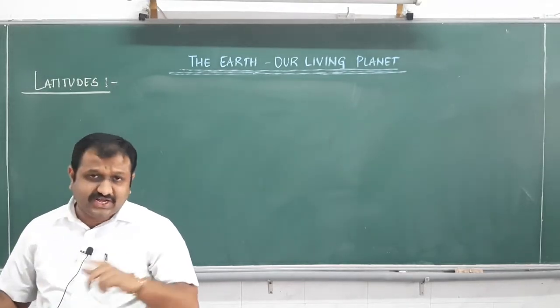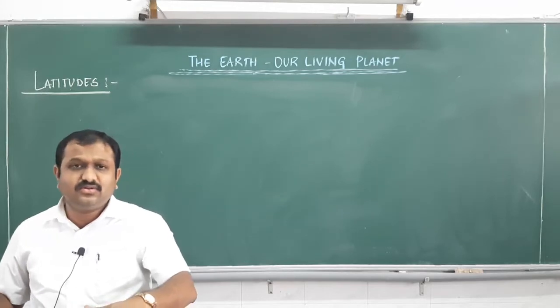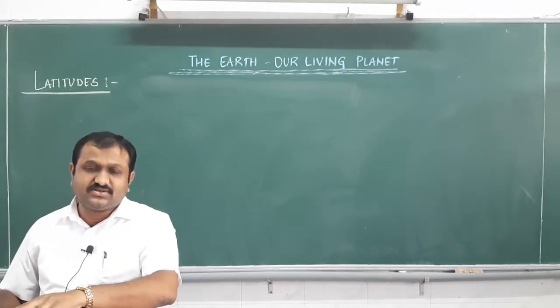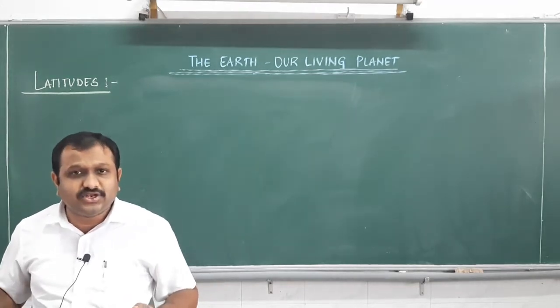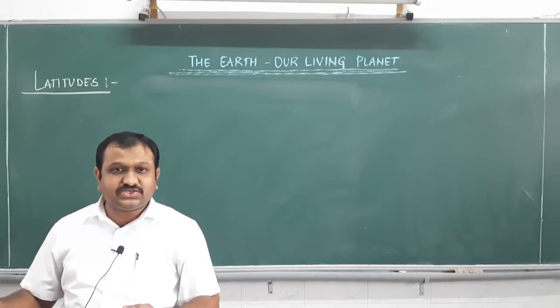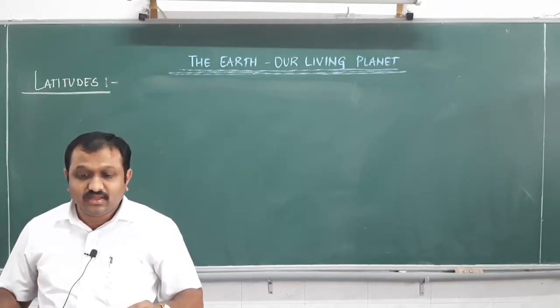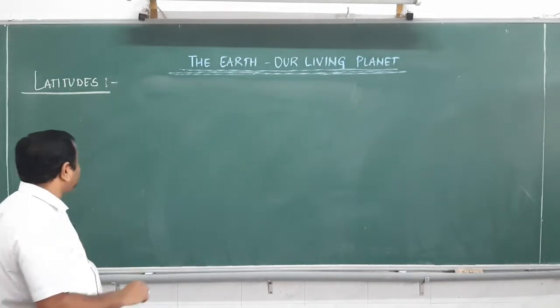When we go with the statement of latitudes, it is very simple. You all have learnt in your previous class or in your previous level. Latitudes are imaginary lines drawn on a globe from east to west. Isn't it? They are drawn on the globe from east to west. You can take it like this.